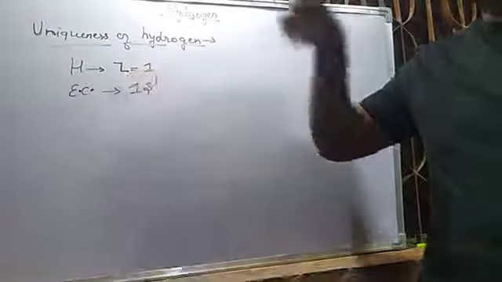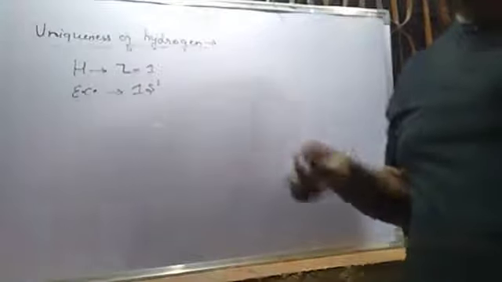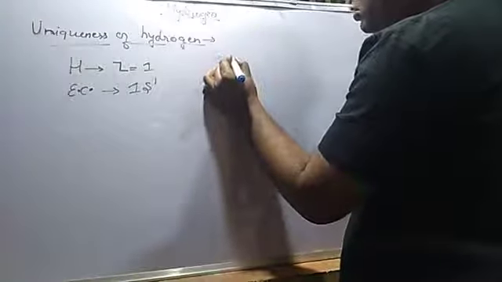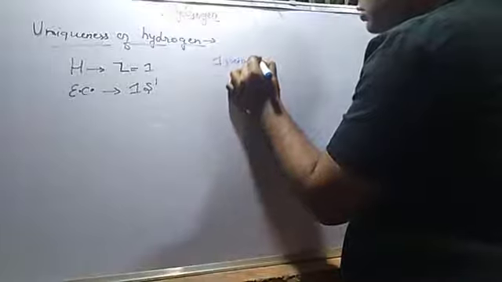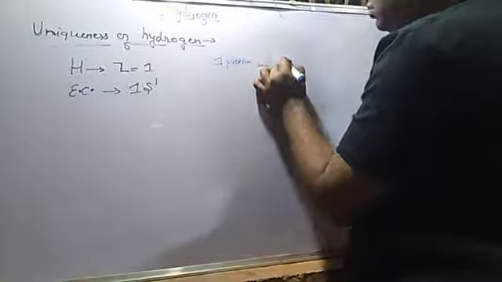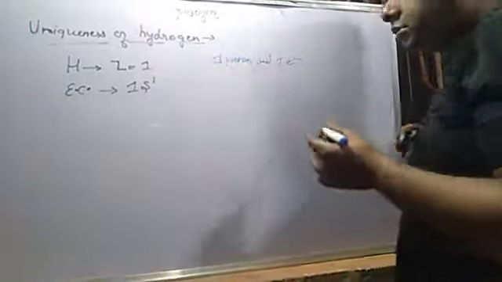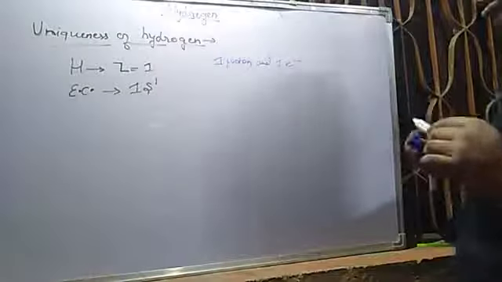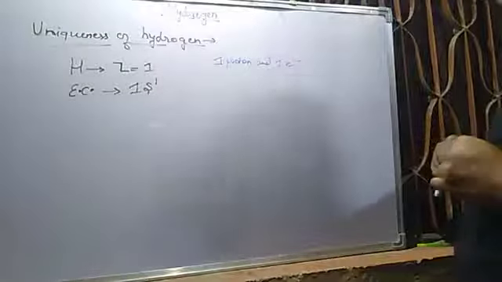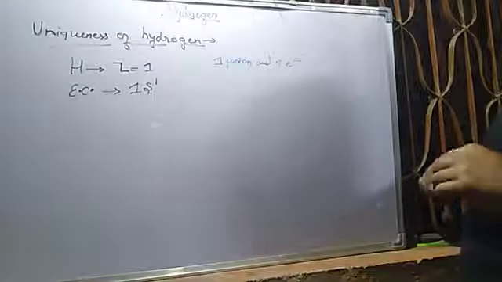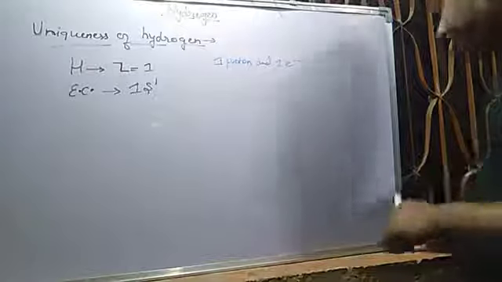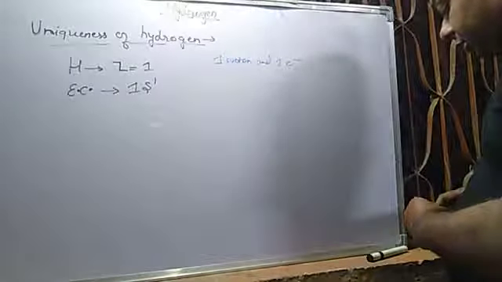Its atomic number is 1. It contains 1 proton and 1 electron, and it does not contain any neutrons. So its electronic configuration is written as 1s1.